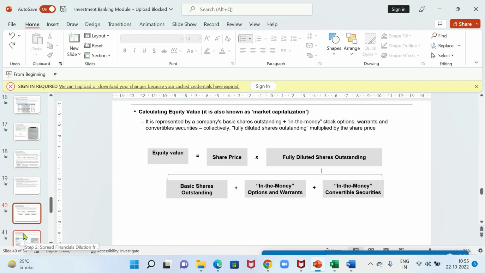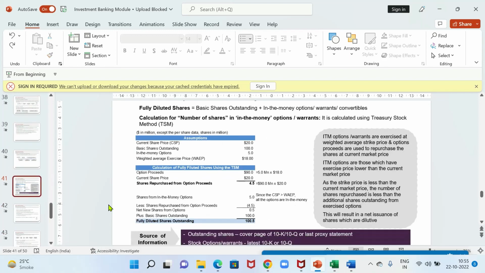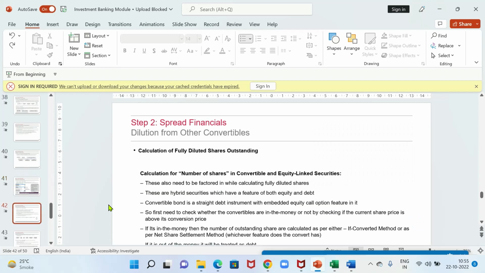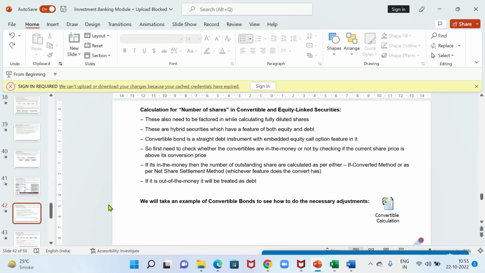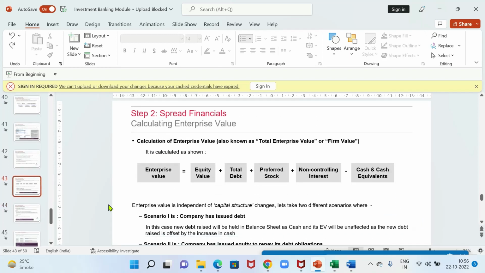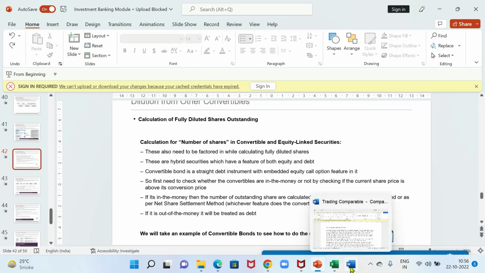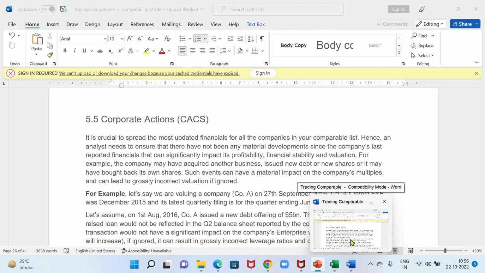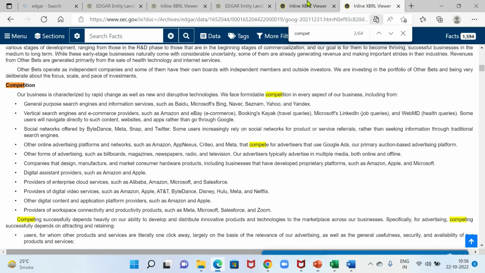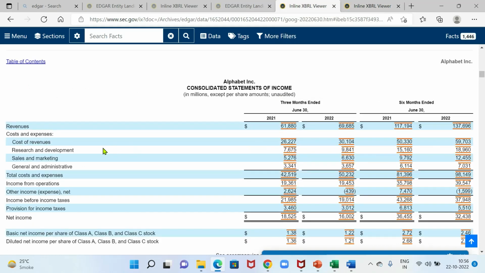Equity value we have covered. Any doubts, you can stop me here and there. We have calculated it. We have done this. Sir, so gain from asset sales, is it a part of other income line item or other comprehensive income? The other item, no? Other income. I'll show you an example. Let's see.